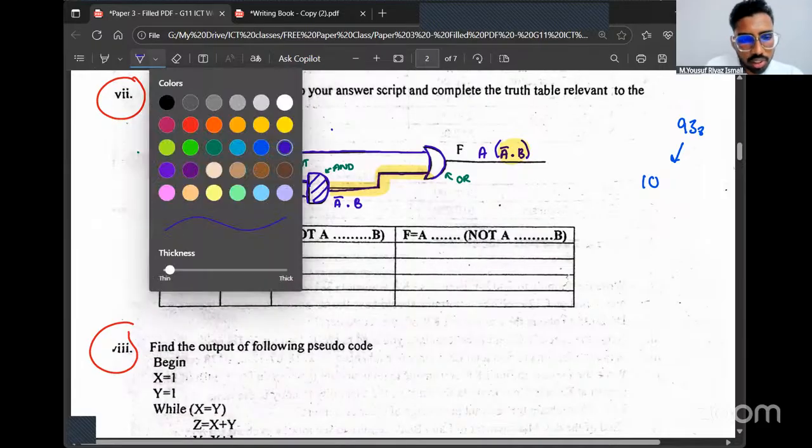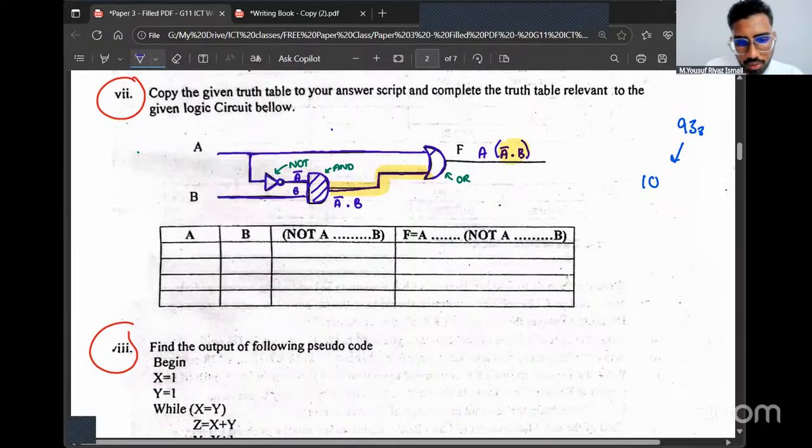Then in between the inputs, for this OR gate, one of the inputs is A, the other input is A dash dot B. For the OR gate, in between the inputs we mention the plus symbol. So the result is going to be something like this.